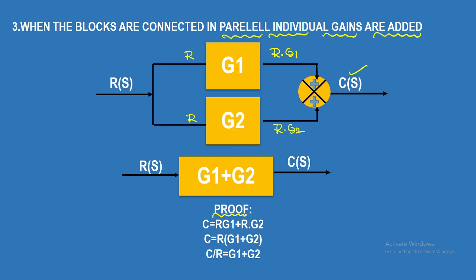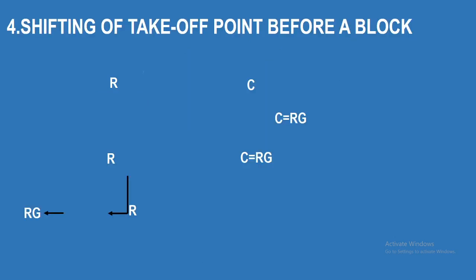So R can be taken out common. So C by R, that is the overall transfer function, is G1 plus G2. That means whenever you have two blocks connected in parallel, they are added together. That is another rule. Next, shifting of the takeoff point before a block, this is very important.